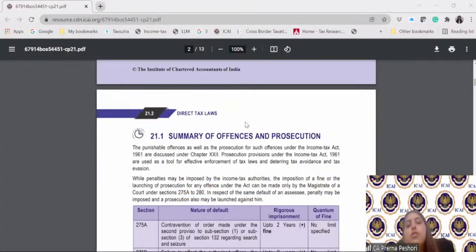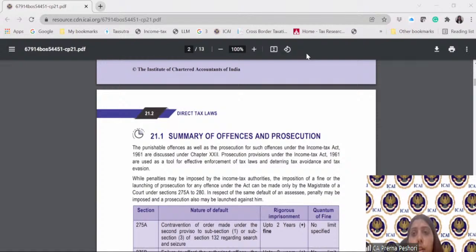First is section 275A, which is for section 132, contravention of the order under section 132. Now, 132 was for your search cases, right? If you do not comply with these search orders, what do 132(1) and 132(3) talk about?